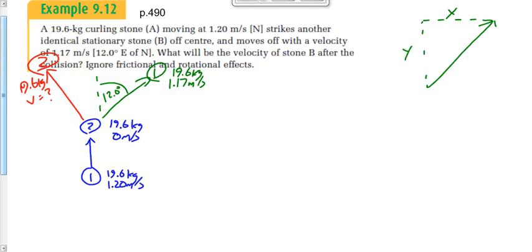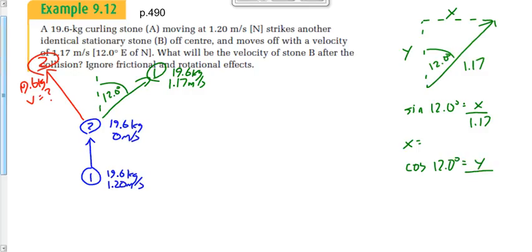Here's X. Here's Y. Here's 1.17. Here's 12.0 degrees. We're going to say this time sine 12.0 degrees is equal to X over 1.17. Sine this time, not cosine, because the X component is the opposite side of the triangle. This side of the room is going to calculate what the X component is. For the Y component, we're going to say cosine 12 degrees is equal to the adjacent side over the hypotenuse. This side of the room is going to calculate the Y component, 1.17 cosine 12.